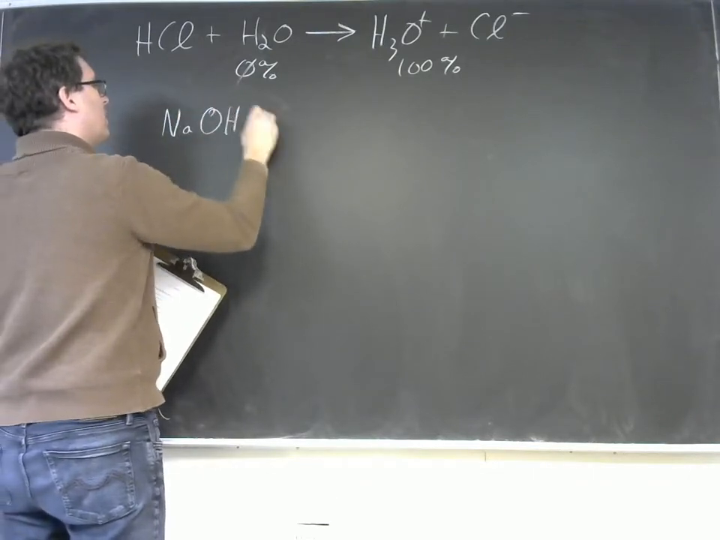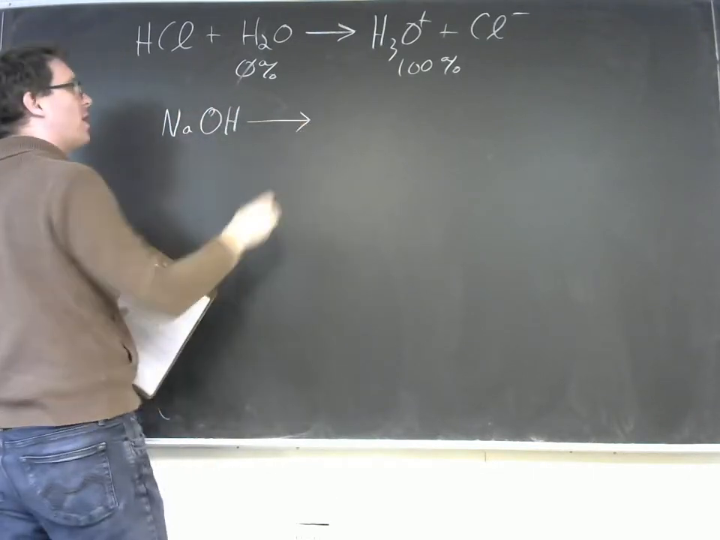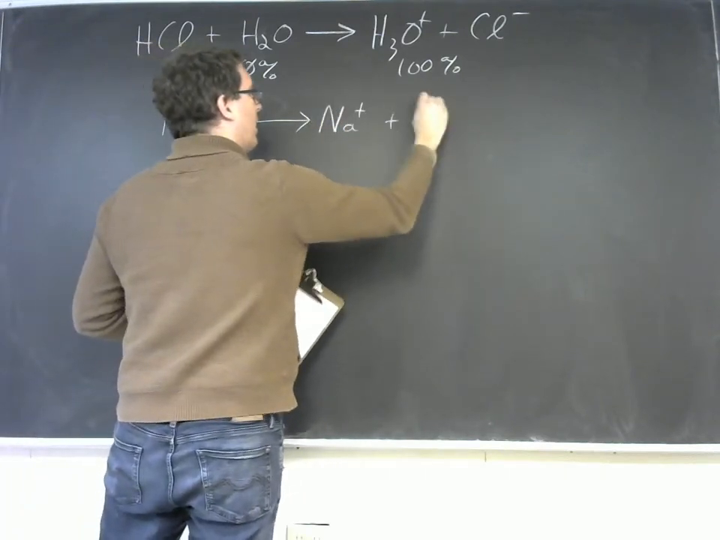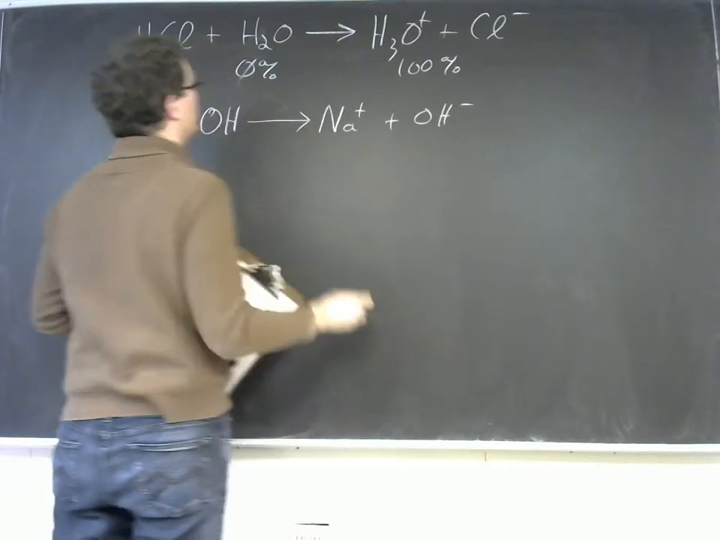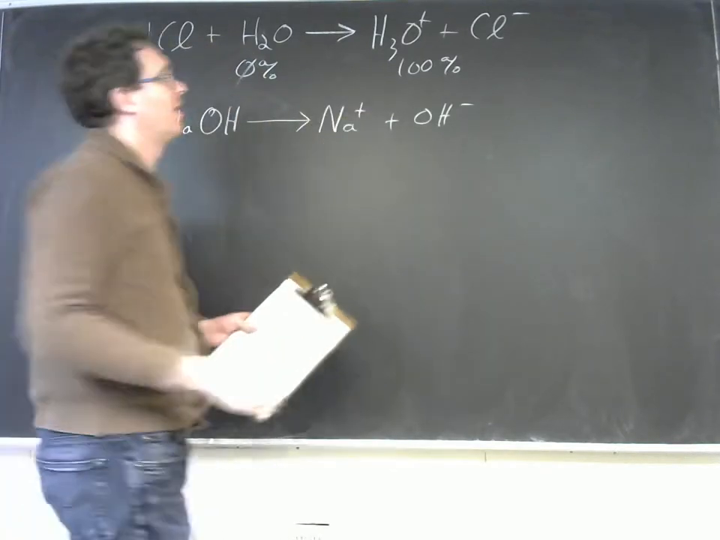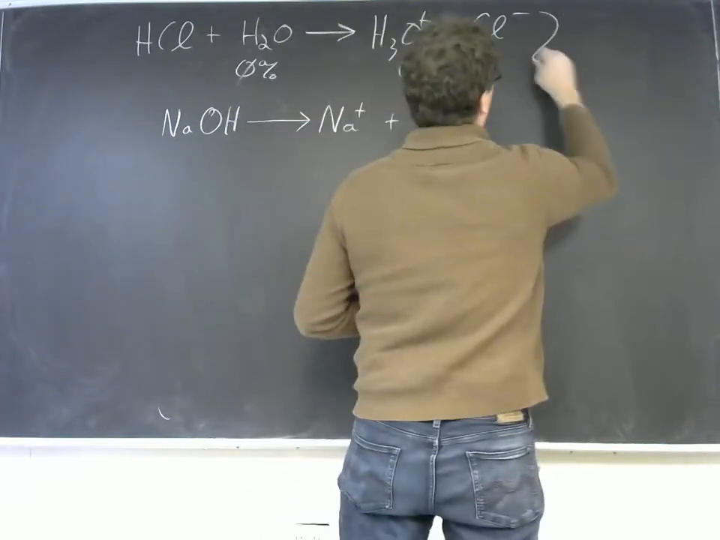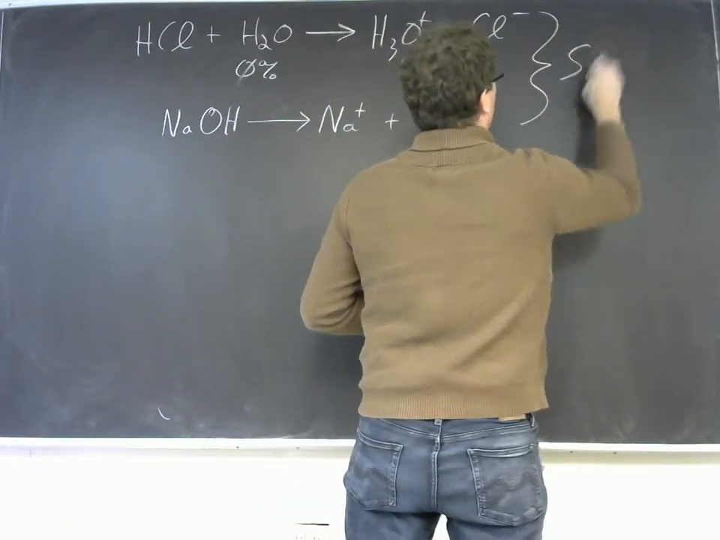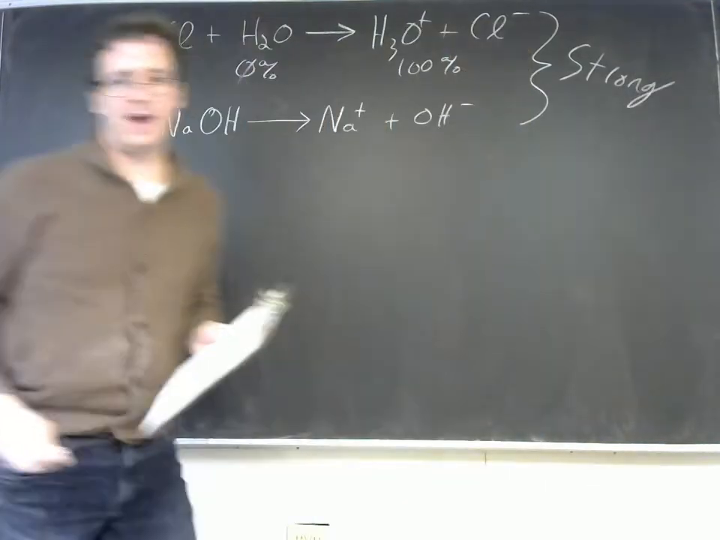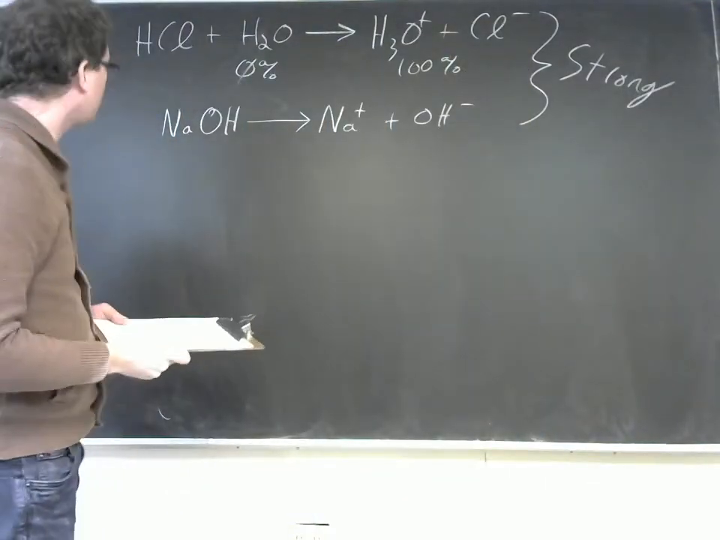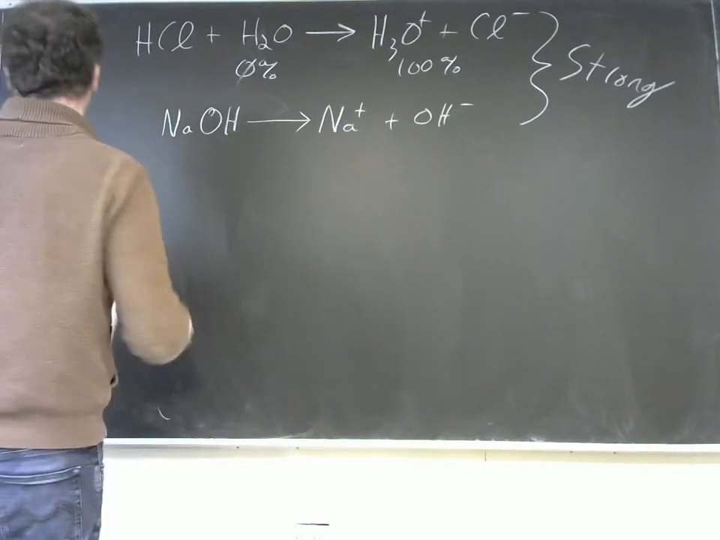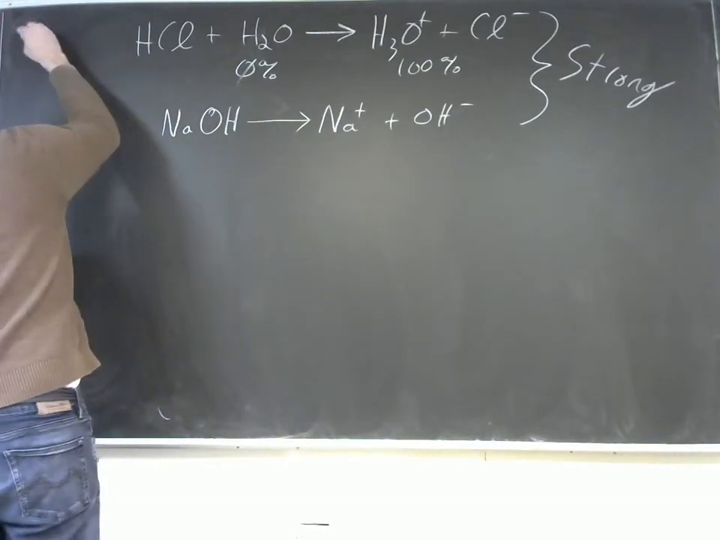NaOH, when you put it in water, is going to break up into Na plus and OH minus. Again, 0% over here, 100% over there. So these are what we'll call our strong acids and bases. And there are only 6 strong acids listed in your textbook, so I'll just list them right here.